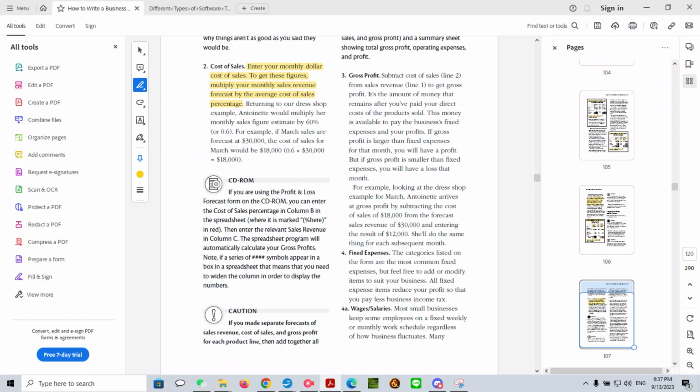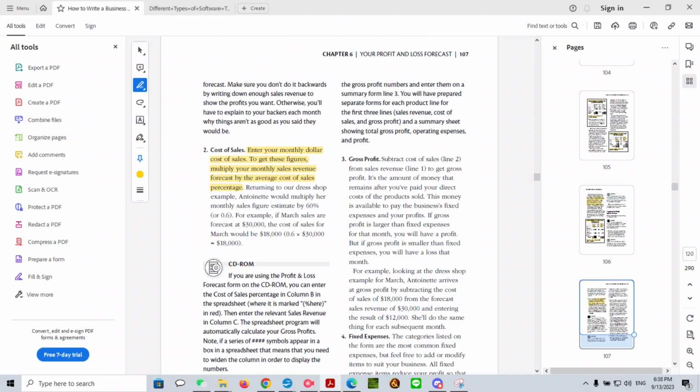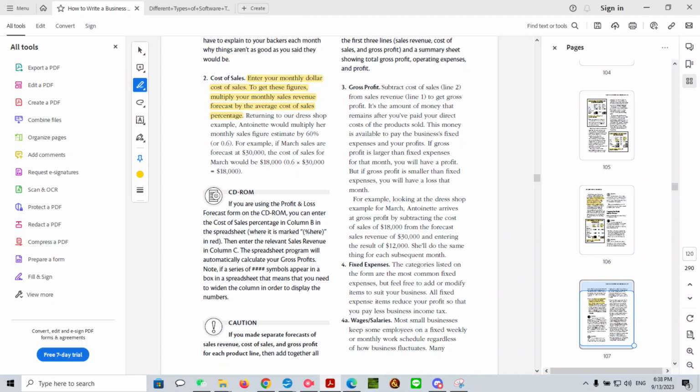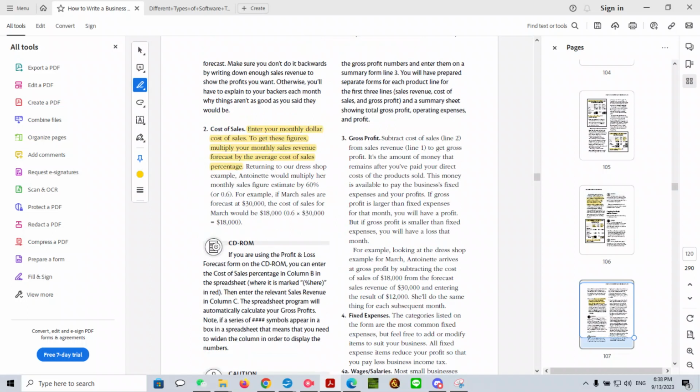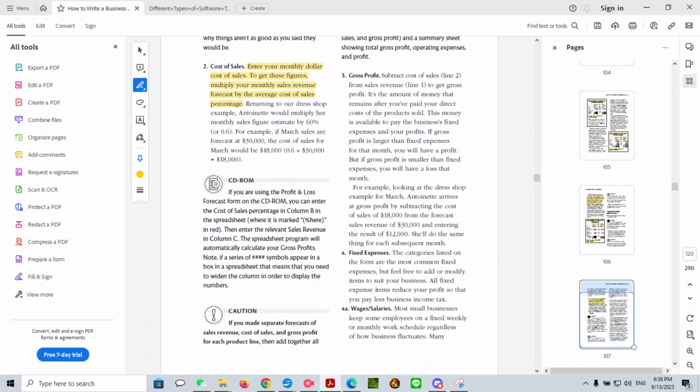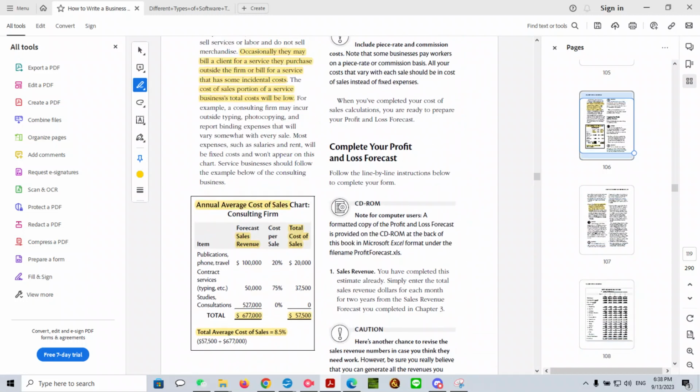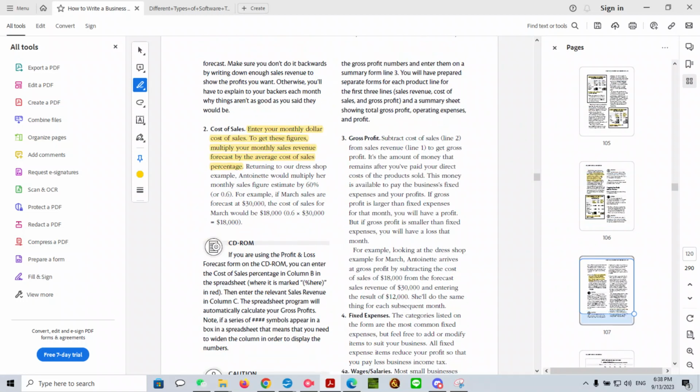Now, as a cautionary tale, we made separate forecasts for sales revenue, cost of sales, and gross profit for each product line. Then what you do is you add all the gross profit numbers together and enter them in a summary on line 3. That's gross profit. Let's subtract the cost of sales. So go back to here, cost per sale. As you remember, that's sales revenue times the cost per sale as a percentage. That gives you your total cost per sale, so you have each one itemized. Sorry, you subtract your total cost of sales from your sales revenue, and you get your gross profit. Okay, so that's the total.